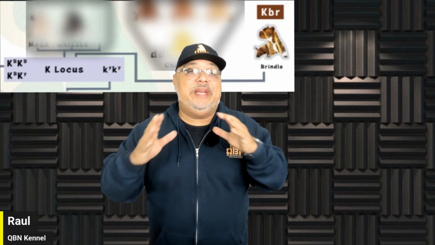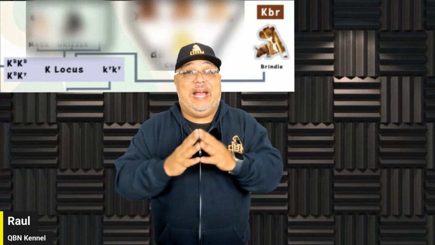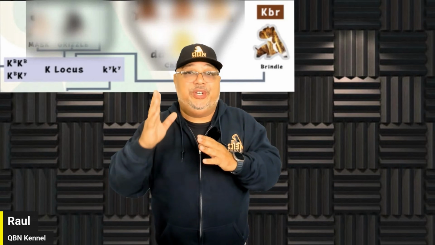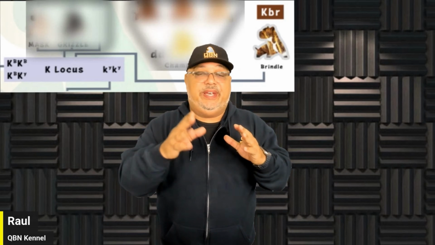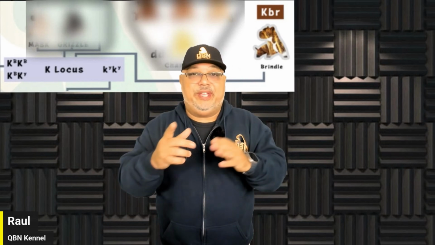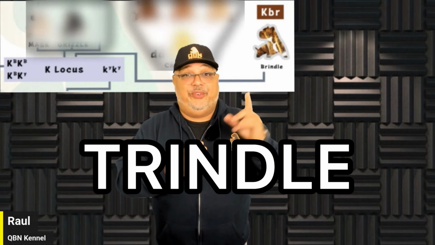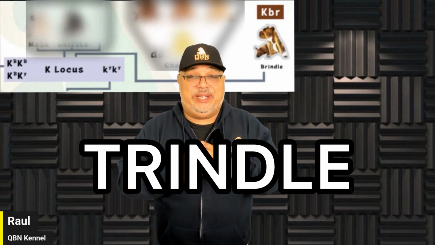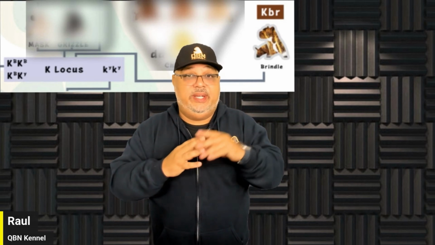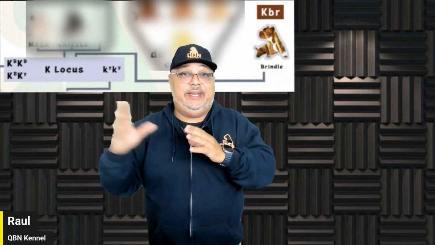Which now covers segment number 5. And so I'm going to ask you, do you know what a tri-brindle is called? Go ahead, pause the video and comment, and come back here for the answer. If you answered Trindle for a Brindle that also has tri-coloring, that is absolutely correct. And that completely covers the K locus.